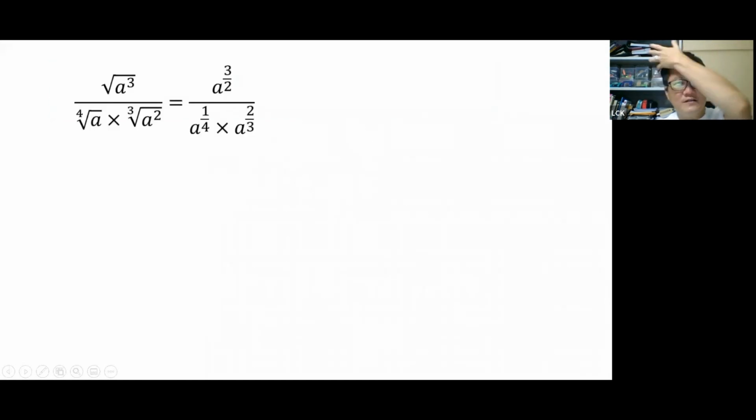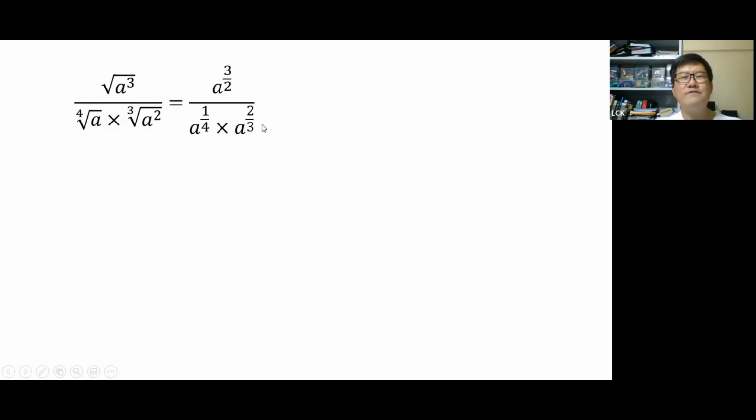The second one is this. And again, the first step is really to change it into these numbers. This is very, very hard to handle. These are called radicals, and it's very hard to handle radicals. So change them to indices. So that's 3/2. And this is 1/4. And this again is 2/3.